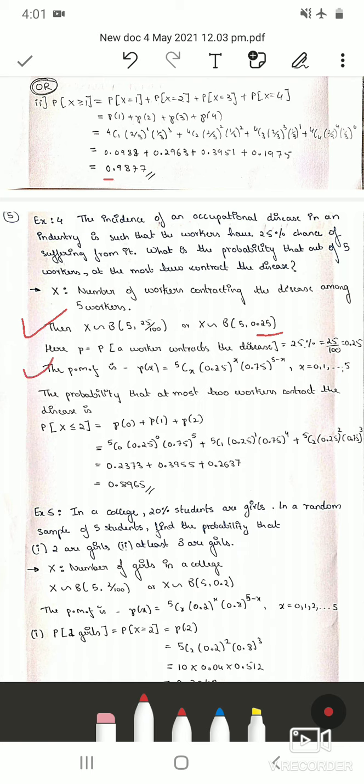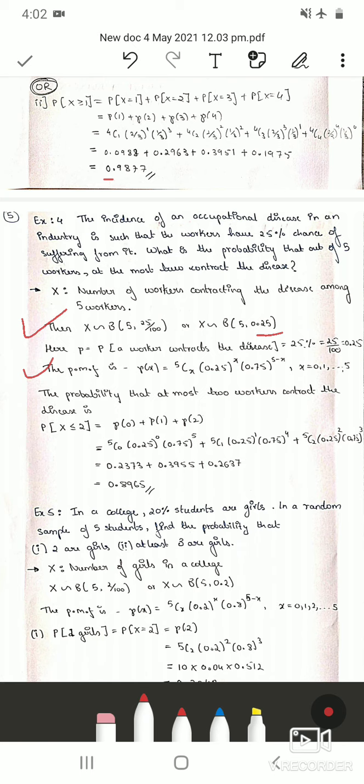Now once you get this, you can find out the PMF. So in place of n substitute 5 and in place of p you have to substitute 0.25 or 25 by 100, anything is fine. So q is 1 minus 0.25, which is 0.75, and here x takes the range 0, 1, 2, 3, 4 and 5.